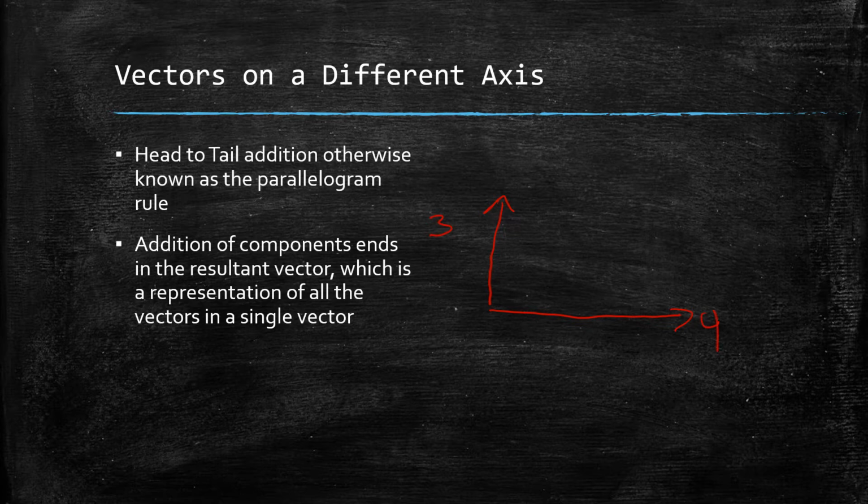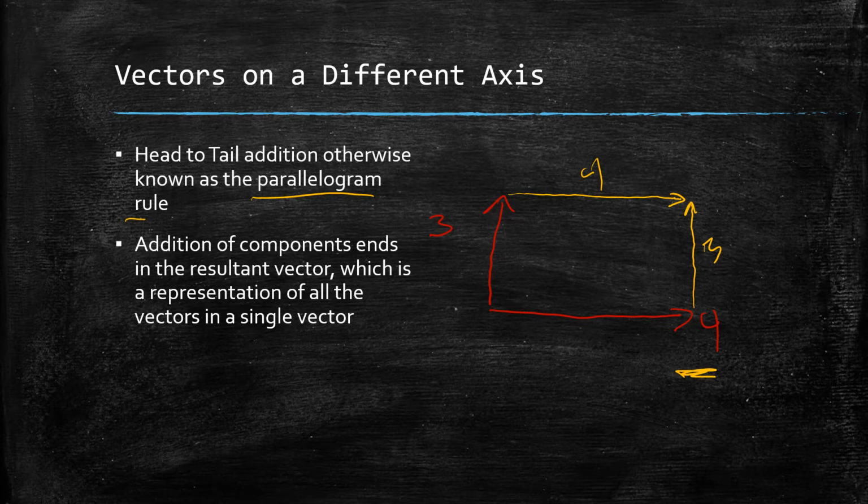When we talk about head-to-tail addition, all we're really doing is drawing each vector from the end of the other one. So I'm going to take this 4 Newton vector right here, and I'm going to draw it in from the end of the 3 Newton vector, completely parallel to the other 4 Newton vector. That's why this is called the parallelogram rule. We're going to make a parallelogram. And then I'm also going to draw the 3 Newton vector in from the end of the 4 Newton vector. So here's my 4, and here's my 3.